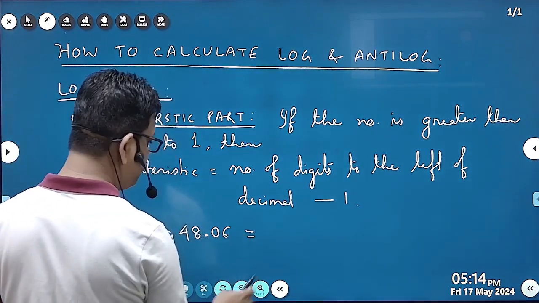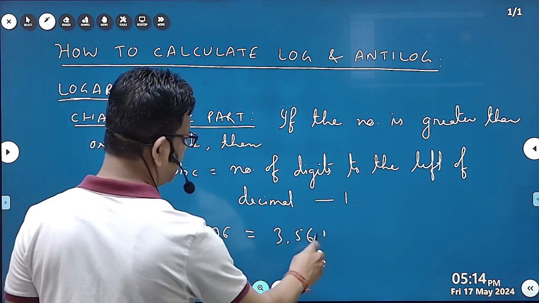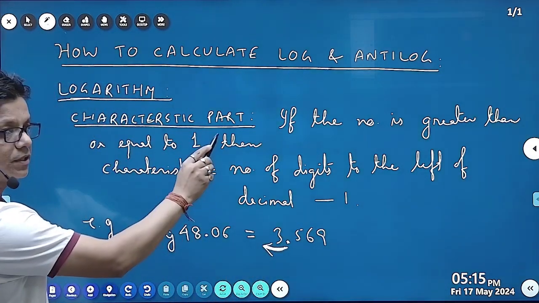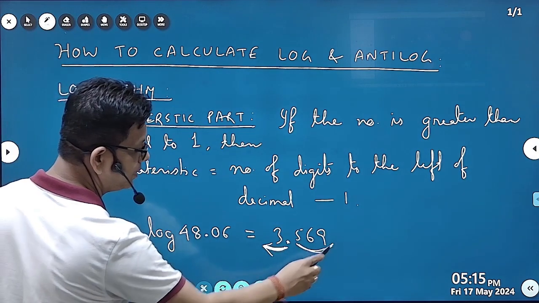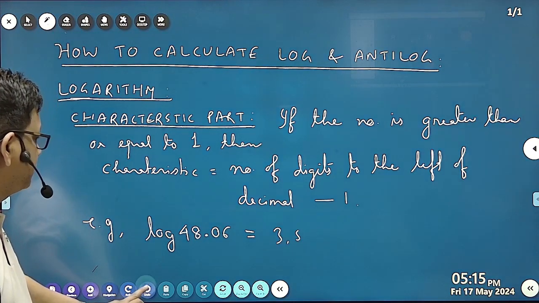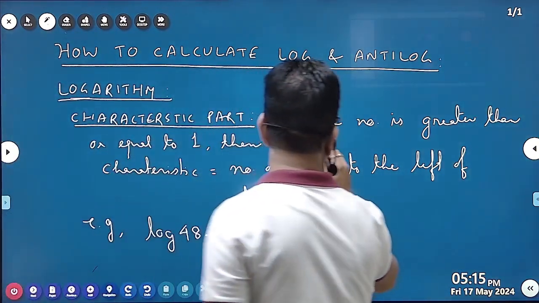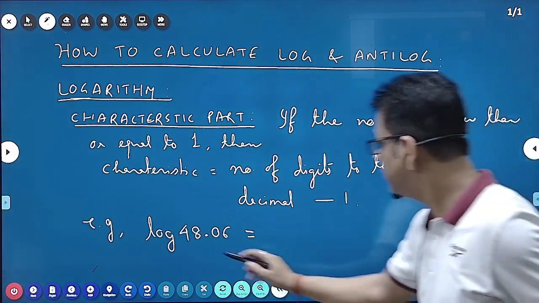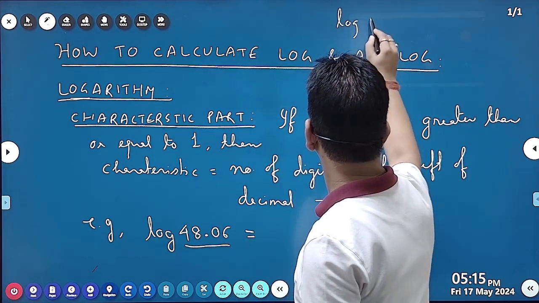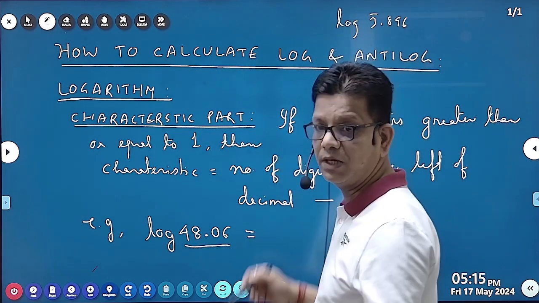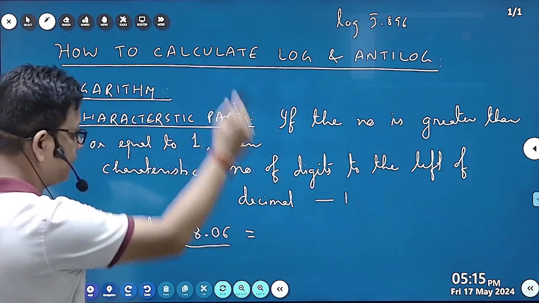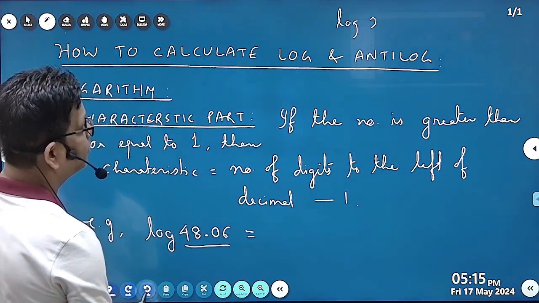Now, I repeat it once again. Suppose you get an answer like 3.569. The 3 before the decimal is called the characteristic. After the decimal, the part is called the mantissa. Finding the mantissa is not very difficult. Now finding the characteristic, look at the rule. If the number is greater than or equal to 1, and our number 48.06 is. Actually, logarithm of a negative number can also be found, but that is not required in our syllabus, because we will be calculating only positive numbers. That's why I won't go into the negative portion.